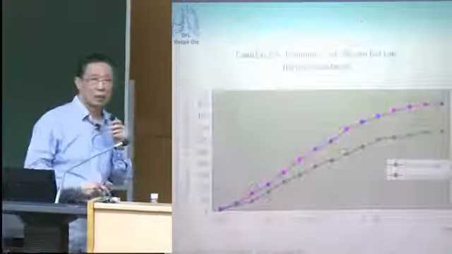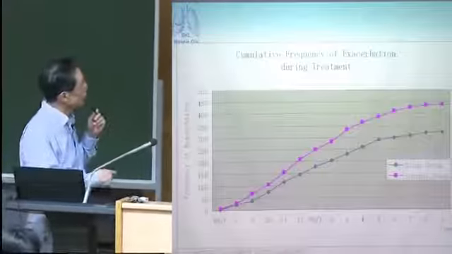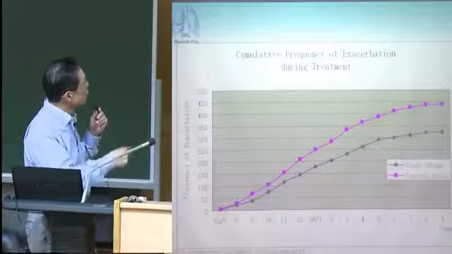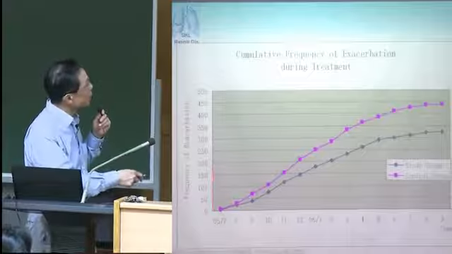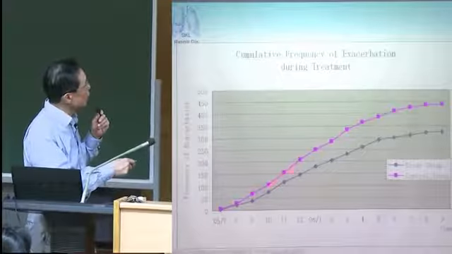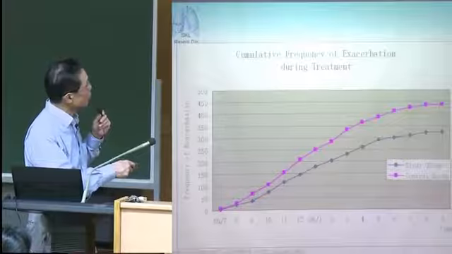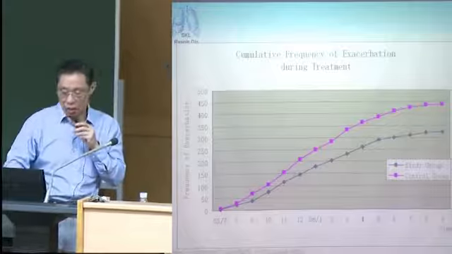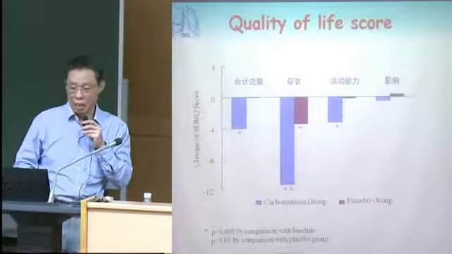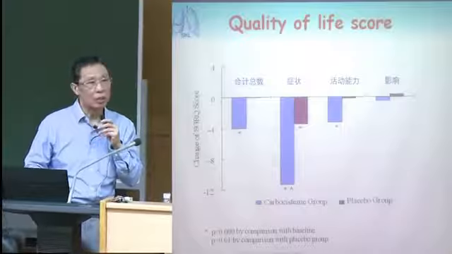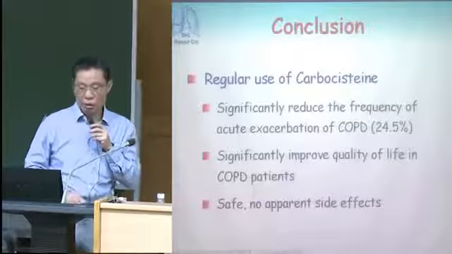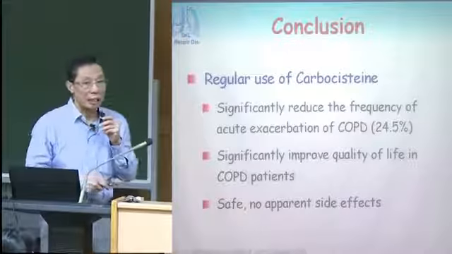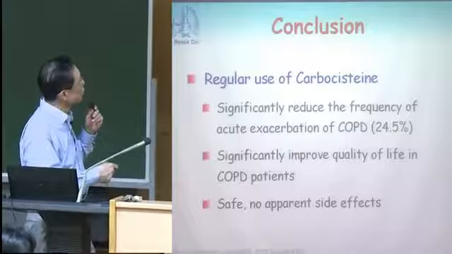And we are quite happy about the result. This is the cumulative frequency of exacerbation, 急性发作频率, over time. You can see this is the placebo group, and this is the treatment group, and it really reduces the exacerbation, and the quality of life is also really improved. So the conclusion of the regular use of carbocysteine for 1 year: what happens to those patients?